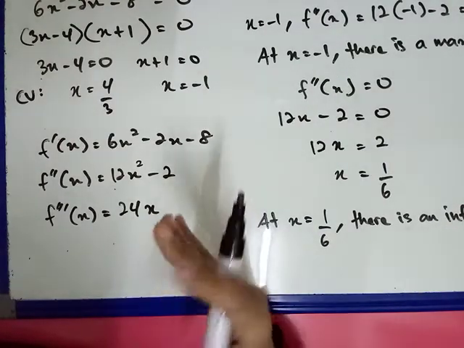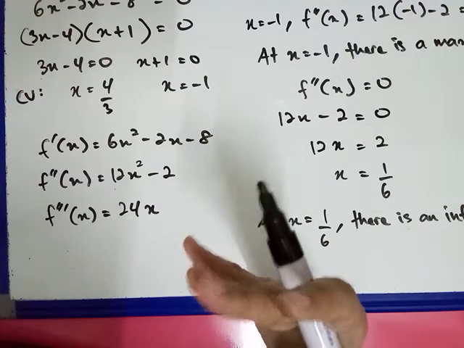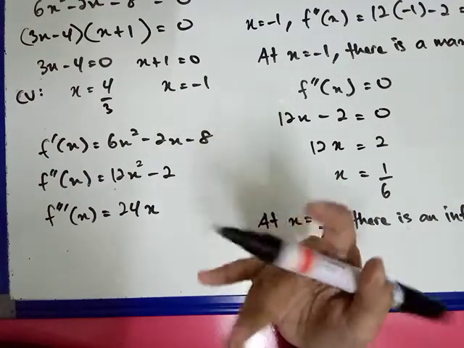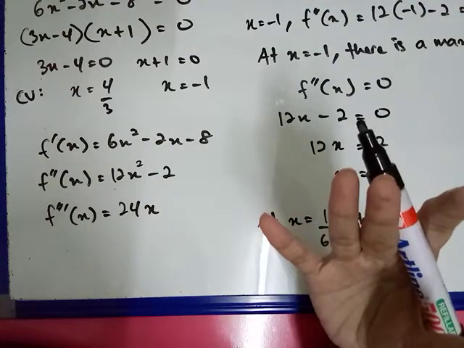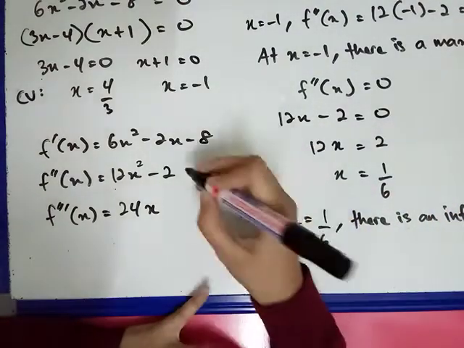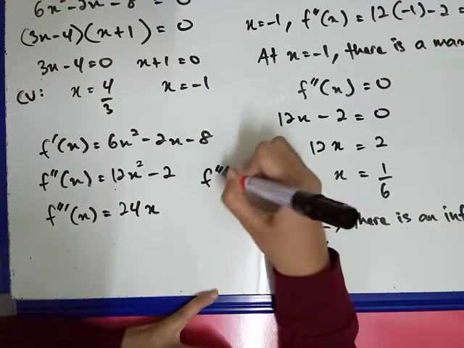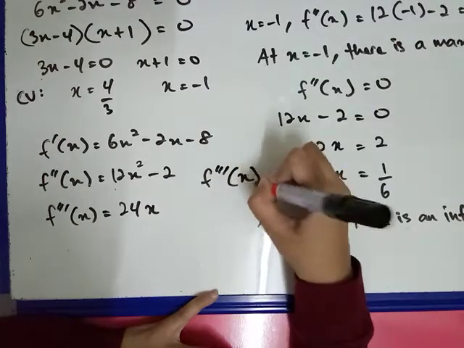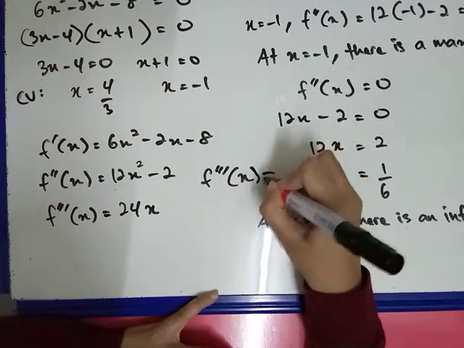Okay, to get the value, it is less than 0 or equal to 0, or more than 0, because we need to get the satisfied f. To get the satisfied, the third derivative must not equal 0.